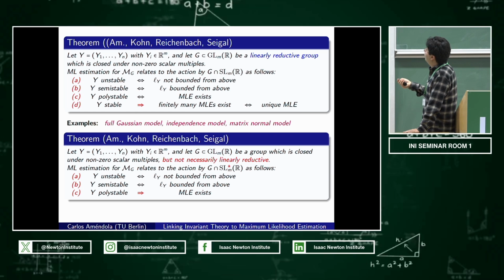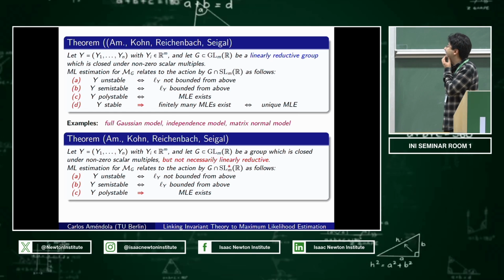And there is another one where we drop the condition of being linearly reductive, and then we only have one implication here, why polystable implies MLE exists. And you can see here now the group changes a little bit. We have this plus minus, that means we look at determinant 1 and determinant minus 1 as well. So there are different variants that you can play with. And I think Anna will know that one can generalize even more.